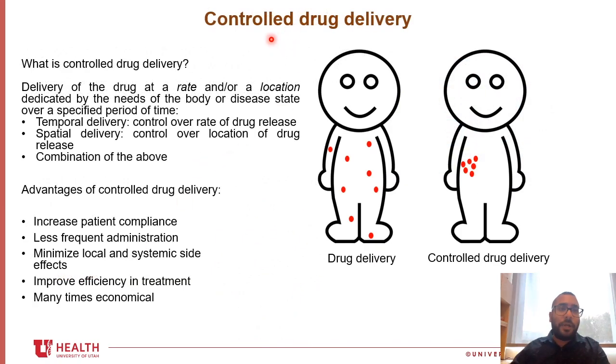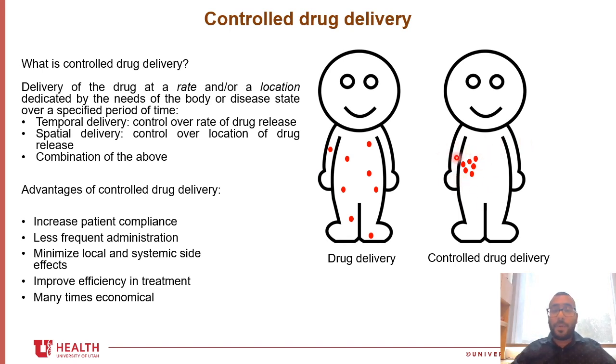So, what is controlled drug delivery? Controlled drug delivery is the delivery of a drug where we can control the rate or the location of the drug that it needs to go to inside of the body over a specified period of time. We can have this control in terms of the temporal delivery, which means that we can have control over the rate at which the drug is released from the nanoparticle, or we can have spatial delivery control, which means that we can have control over the location of where the drug is released.